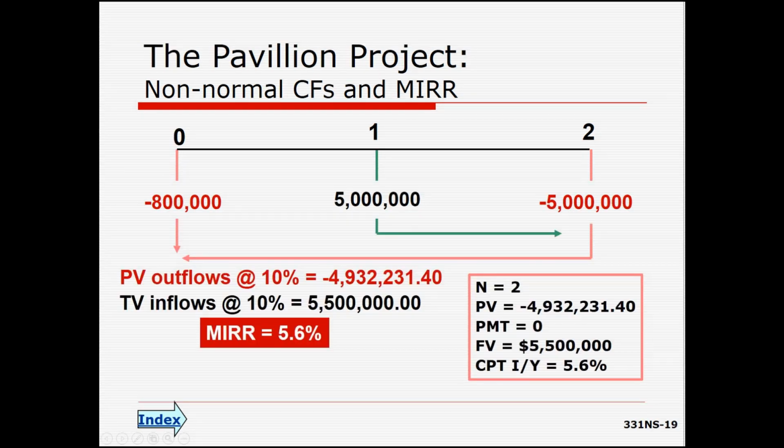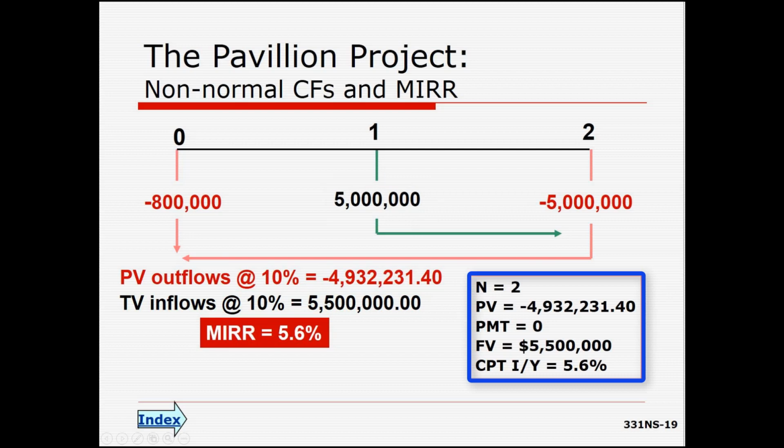MIRR can solve the multiple internal rate of return problem. All the outflows are present valued to time 0, and summed to use as the present value. Outflows to the left on the timeline, inflows to the right, future valued to the end of the project. With the Pavilion project, we have two outflows at time 0 and time 2. The cash flow at time 2 must be discounted back to time 0 and added to the cash flow at time 0. So you've got minus $5 million divided by 1.10 squared is equal to a negative $4,132,231.40. Adding the initial $800,000 outflow results in a present value of a minus $4,932,231.40. Future valuing the $5 million at time 1 forward gives you $5.5 million.